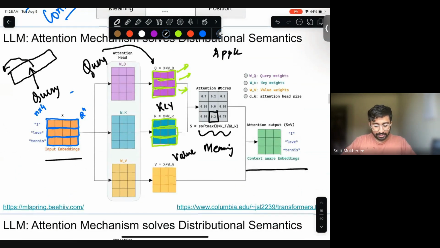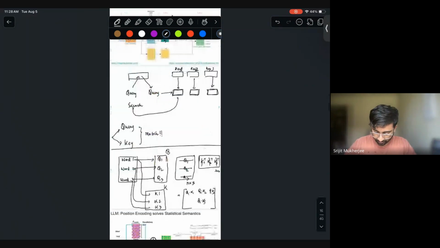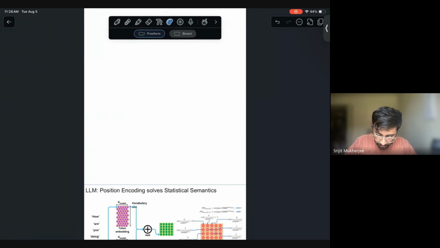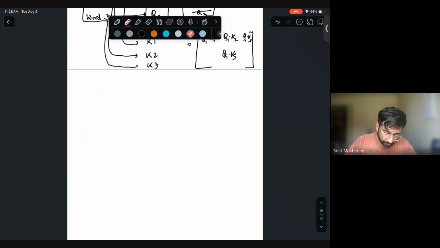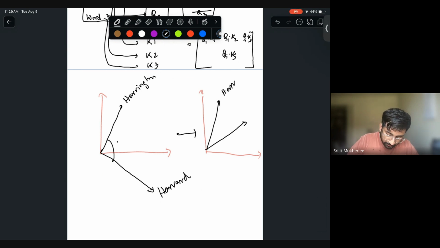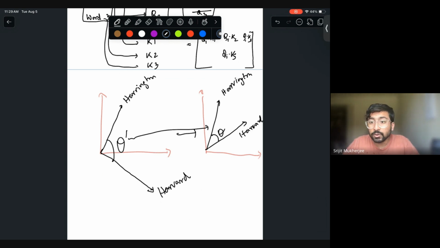Let me give a very simple example. This is so exciting. Initially, let's take this example: this was Harrington and this was Harvard, let's say. But we want this to be close by. So we want the new vectors. This is the initial input embeddings. We want the new vectors to be like this, at least. That means they are becoming close by. The angle is reducing. We want it to be better. We want it to be more close by, right? That's the whole idea.